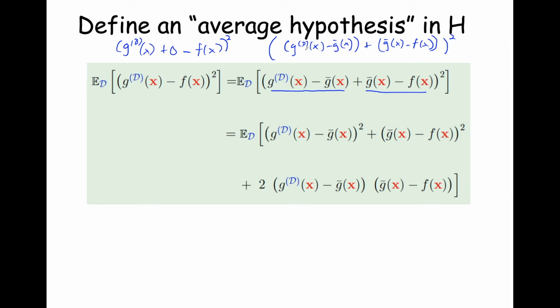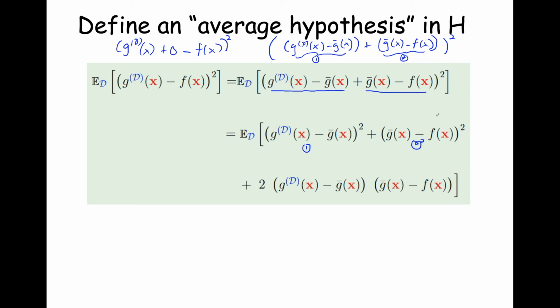So we have two parenthesized expressions. Here's my first term, here's my second term, and I have these two terms added, and I'm going to square the whole thing. So I'm just going to apply the FOIL rule. It's the first term squared plus the second term squared plus 2 times the cross term, which is the first term times the second term. So here's my first term squared: g script D of x minus g bar of x, quantity squared. Here's my second term squared: g bar of x minus f of x, quantity squared.